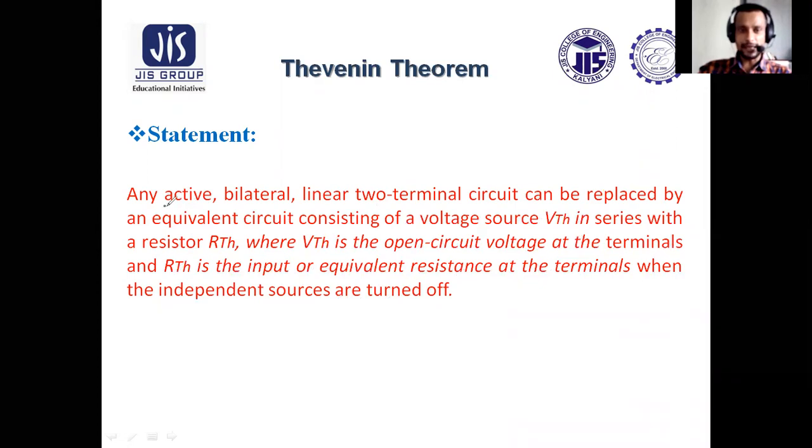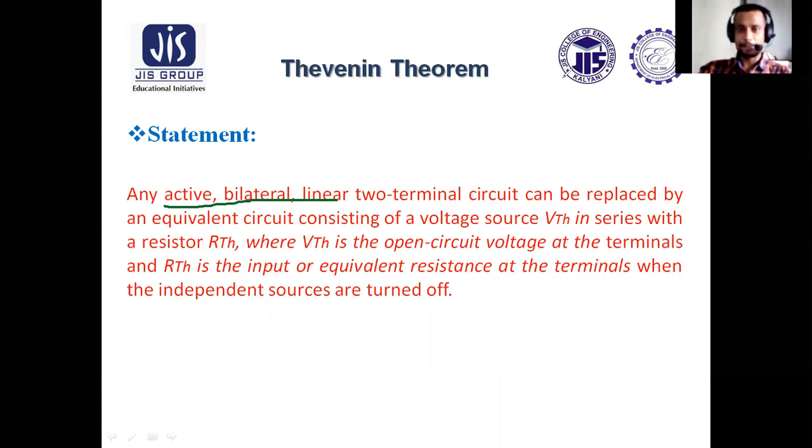See, in any active bilateral linear network, as we already discussed in previous classes, what do you mean by active network? What is bilateral? What is linear? Without having an active network, we cannot apply Thevenin's theorem. Similarly, only for a bilateral or linear network can we apply Thevenin's theorem. If a circuit is unilateral type, Thevenin's theorem will not be applicable.